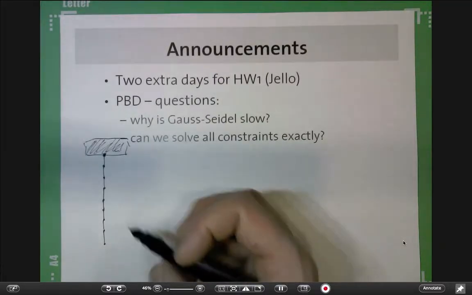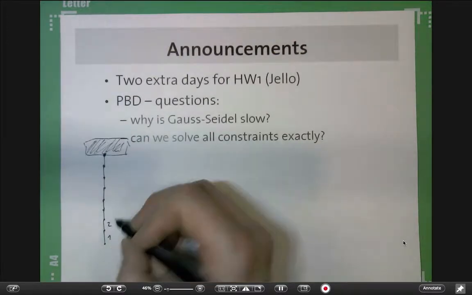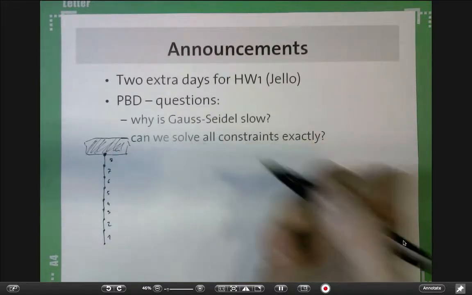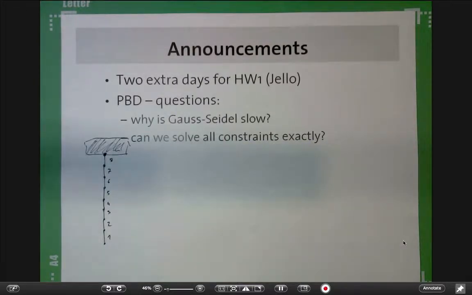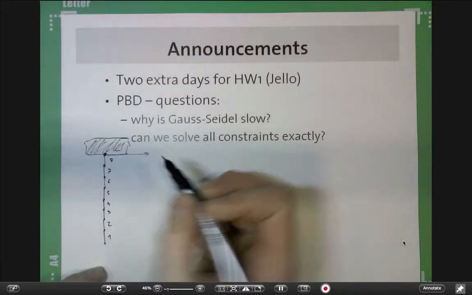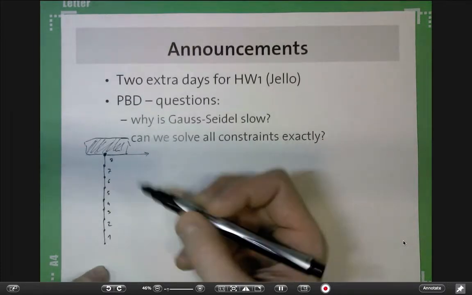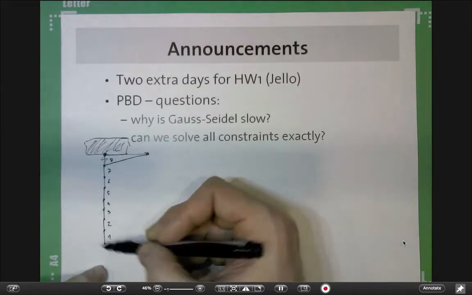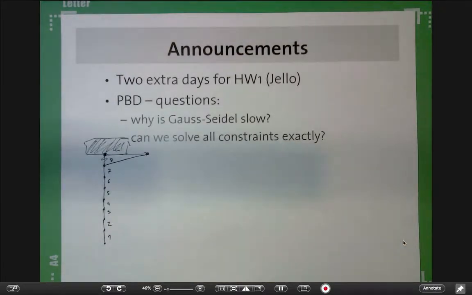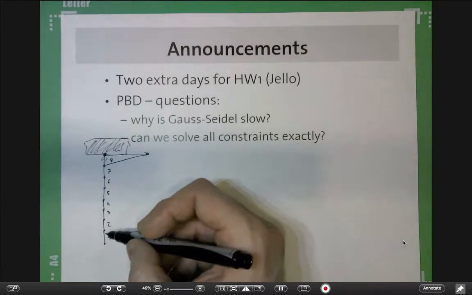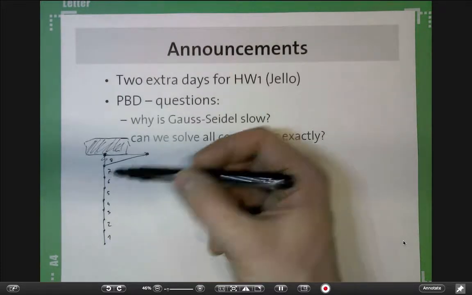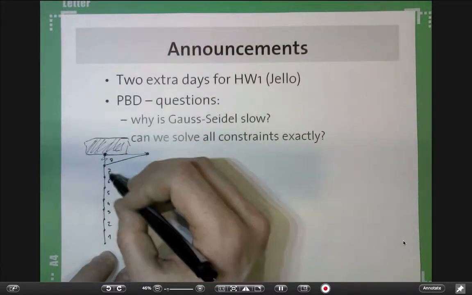Let's assume the order is like this: this goes first, this goes second, third, fourth, fifth, sixth, seventh, and this is the last one projected. Is this a good ordering? No, that's a terrible ordering, because if I move this somewhere else, then all these constraints are doing nothing. The moment I move it, this thing stretches like this, but all these other constraints are fine. The projection is not going to do anything, assuming this is already the rest length. So this is wasted work, and the only useful work happens here.